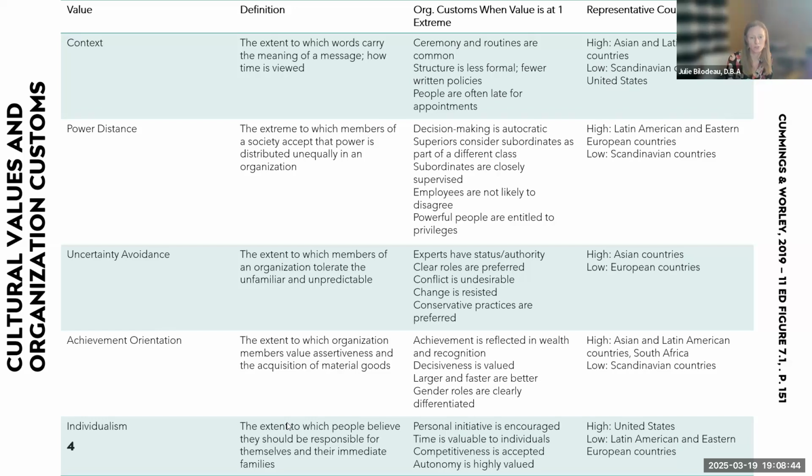And the other one that I'm going to bring our attention to is this last one. Individualism, the extent to which people believe they should be responsible for themselves and their immediate families. You can see that this is highest in the United States. I'd be willing to bet that there's probably some other countries where it's pretty high too. But because it is so high in the United States, I just wanted us to look at this one as well. But basically that accountability and, we are responsible to get our work done, etc.